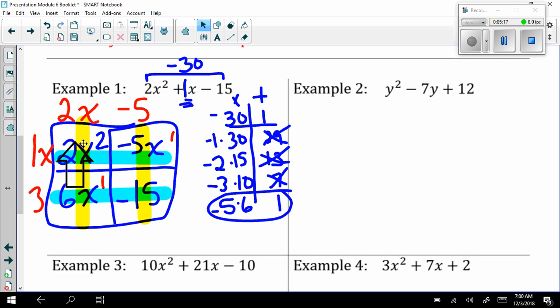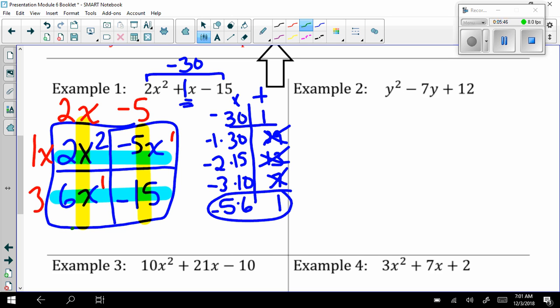Doing my multiply, 1x times 2x is 2x squared. 1x times negative 5 is negative 5x. 3 times 2x is 6x. 3 times negative 5 is negative 15. If you made a mistake in pulling out your GCF or choosing your numbers or anything like that, that multiply step isn't going to work. So that'll be a big indicator that you did something wrong.